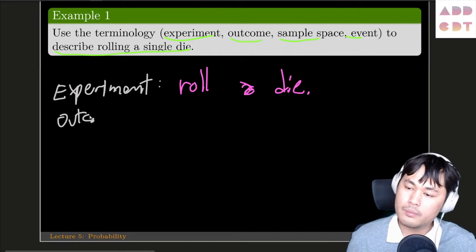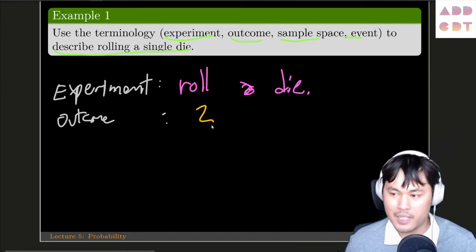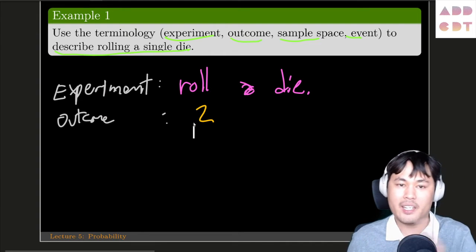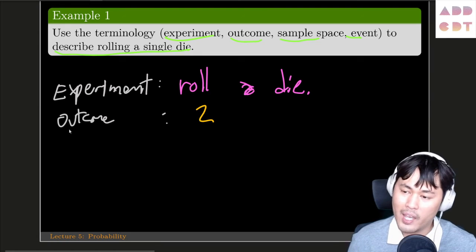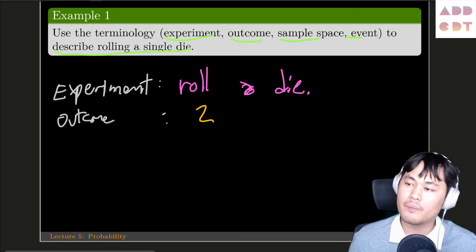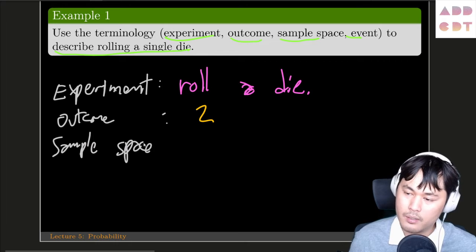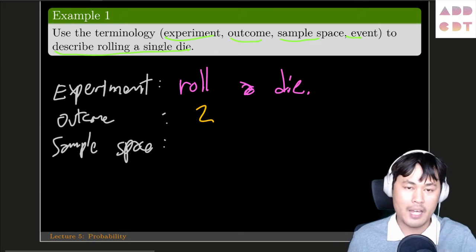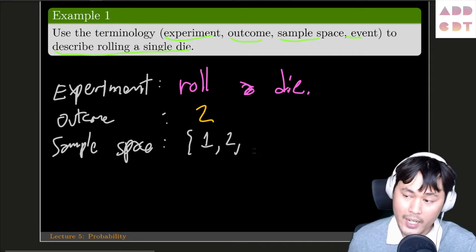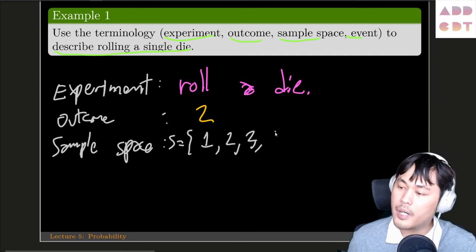What could be an outcome? Let's say 2. The 2 is an outcome of rolling a single die. Note that we talk about just any outcome. We are not being asked to give the complete list of outcomes. The complete list of all the outcomes is in the sample space. So here, if you are asked to give a sample space, you have to write it as a set and give it a name, as a set of all possible outcomes.